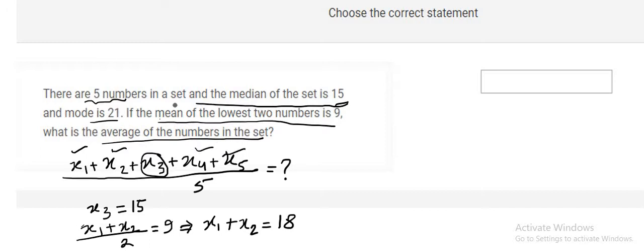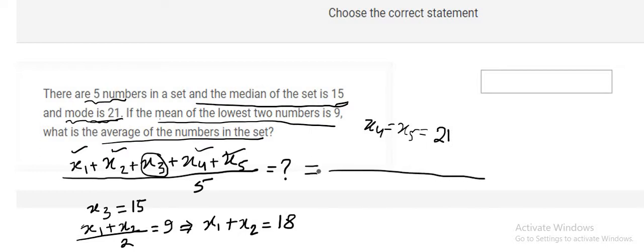So let us look into the remaining information, which was that the mode is 21. So the recurring or more frequent number is 21. Since we are left with only x4 and x5, it's only possible that both x4 and x5 are 21. In that case, it would be the high frequency number, or the mode. So at this point we know all the values of x1 through x5, so we can find the average.